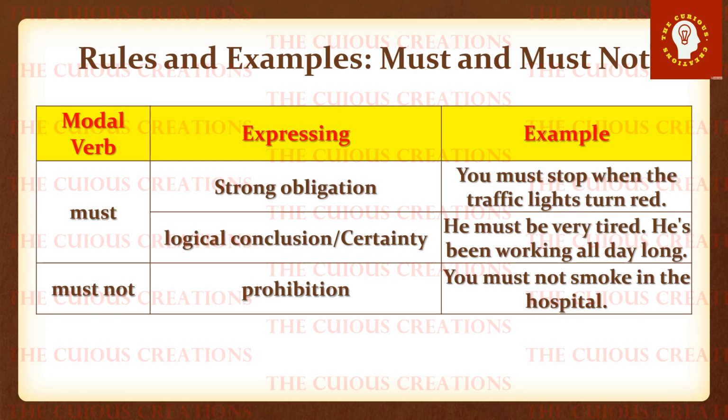Must not is used to express the prohibition. Prohibition simply means that it is inadequate to do so, and we are to follow it. For example, you must not honk a horn near a school or hospital.